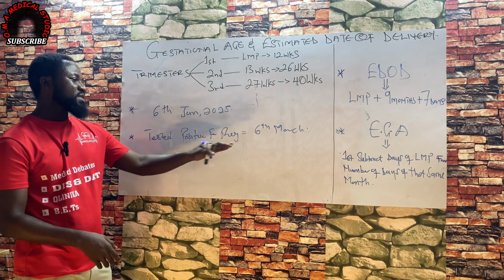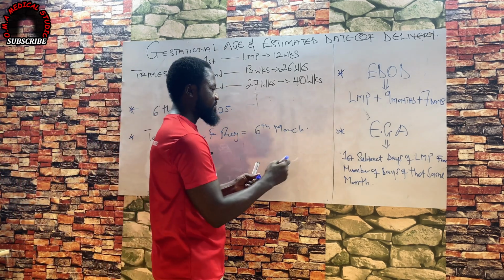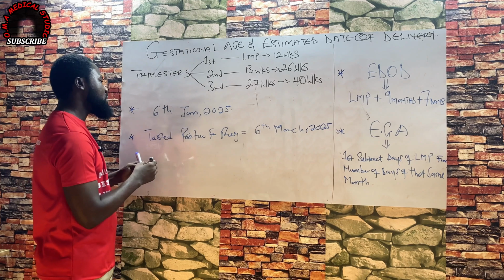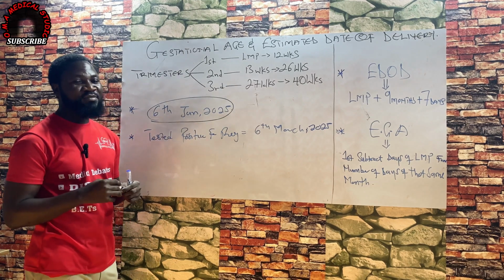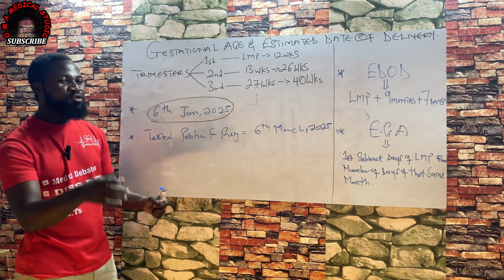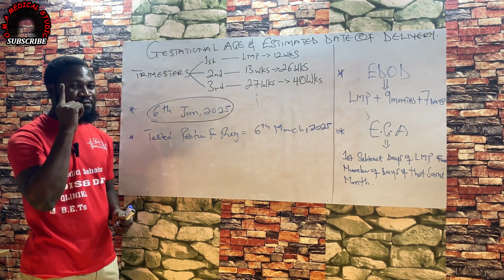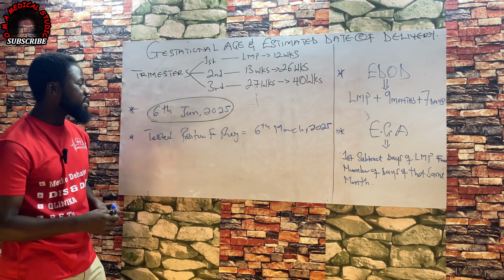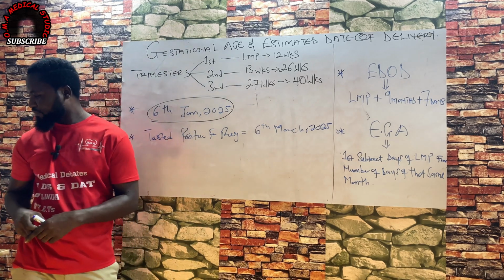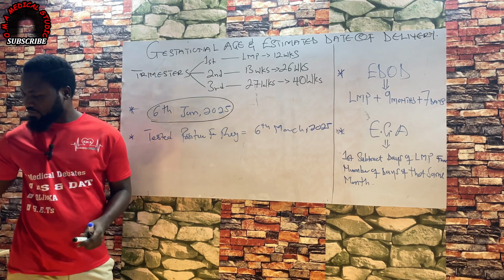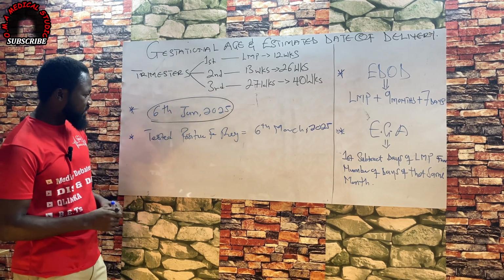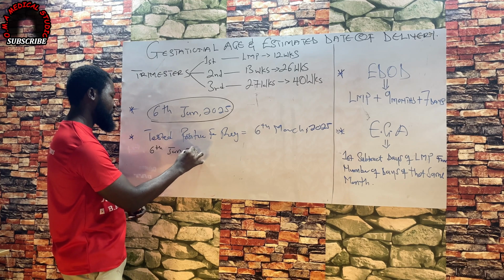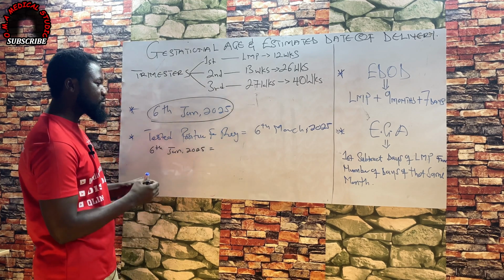Okay. So you test positive on the 6th of March 2025. Then you want to estimate the age of your pregnancy. Now, if you note your last menstrual cycle, you are going to take the first day of your last normal menstrual period. So if the first day of your last menstrual cycle was 6th of January, 6th January 2025, what we are going to do is this.